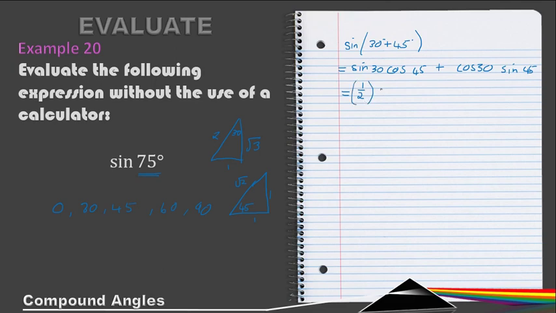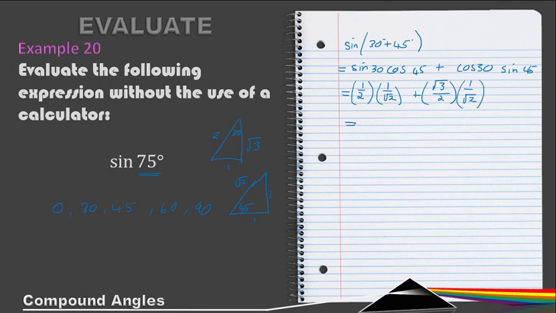Then we have for cos 45, adjacent over hypotenuse, 1 over the square root of 2, plus cos 30 is adjacent over hypotenuse, so this is going to be square root of 3 over 2. And sine 45 is opposite over hypotenuse, so that's 1 over the square root of 2.